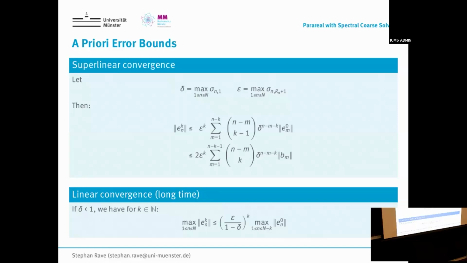If you assume, in addition, that the delta is smaller than 1, then you can form sums, and then you get this linear convergence bound, which holds for all times independent of the number of time intervals. And one nice thing here is that this is actually computable, because after you have run the initialization phase, you actually know epsilon and delta. So you can really evaluate it, and then you see that it's much larger than the actual error, because it's just a very rough a priori estimate. But you can do that.